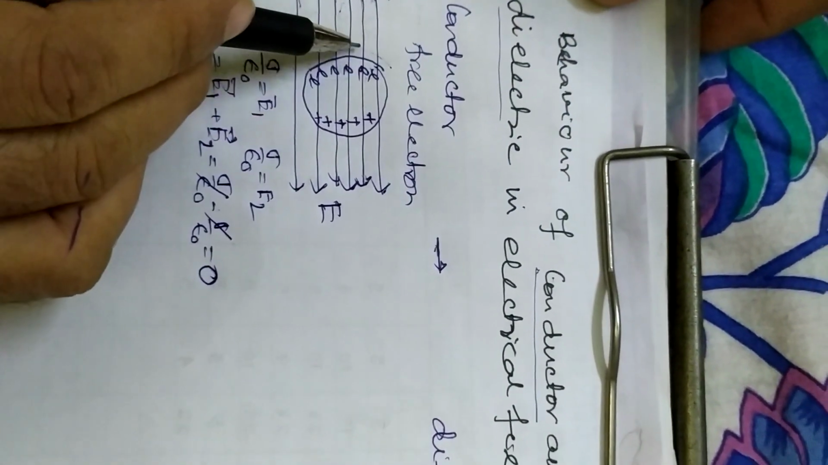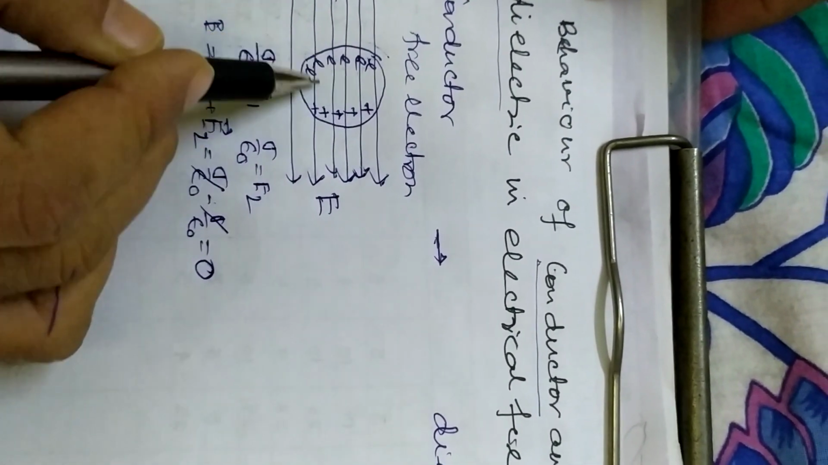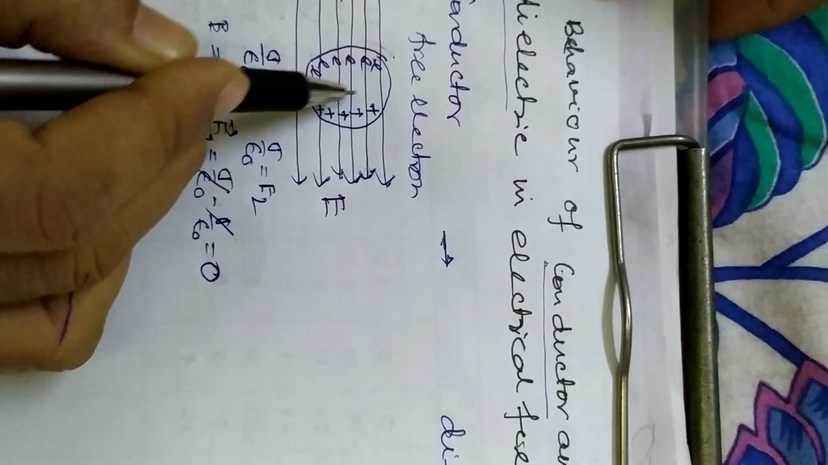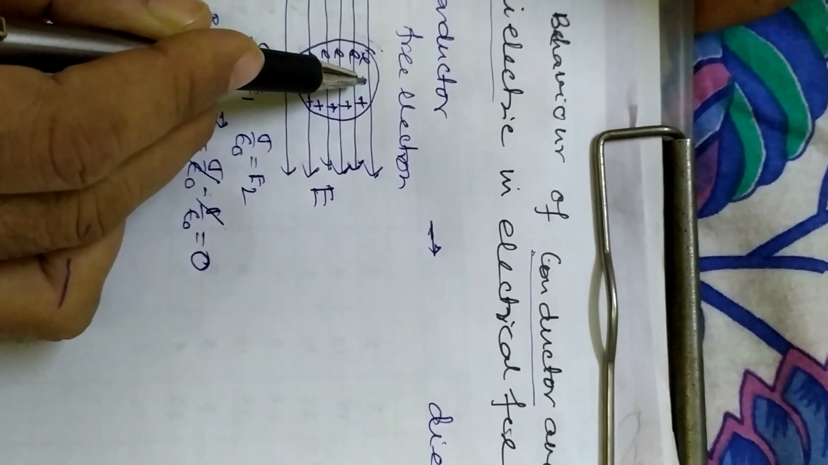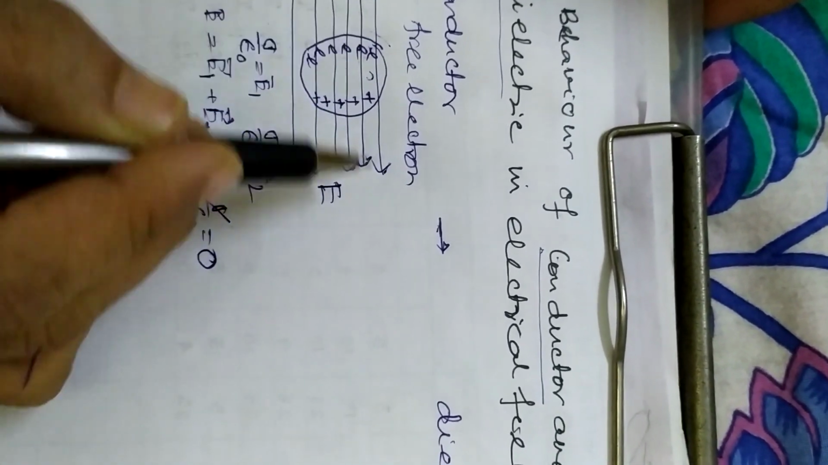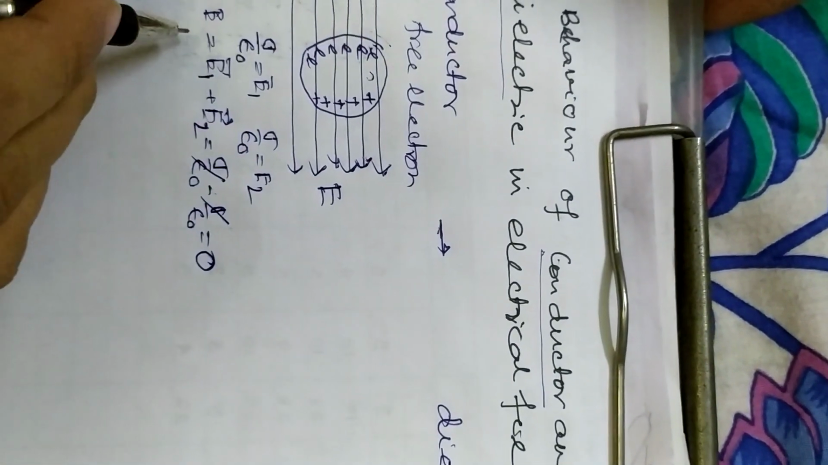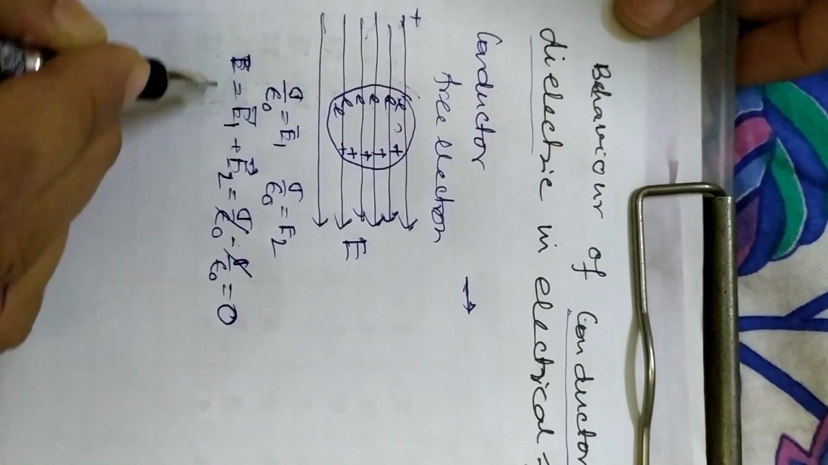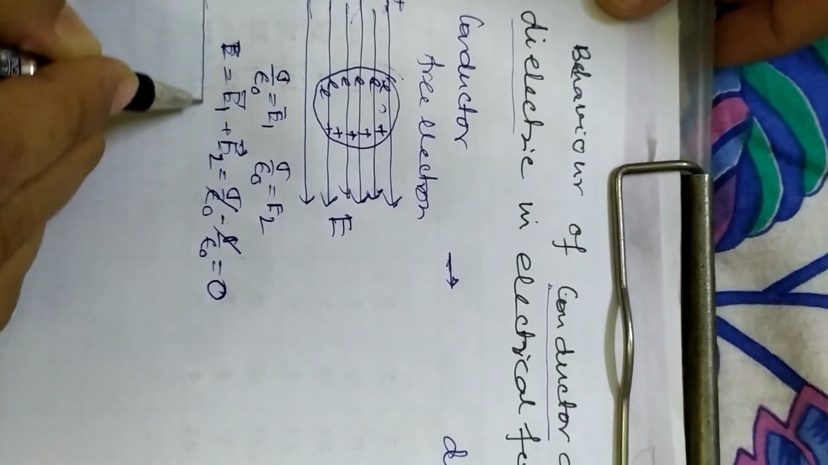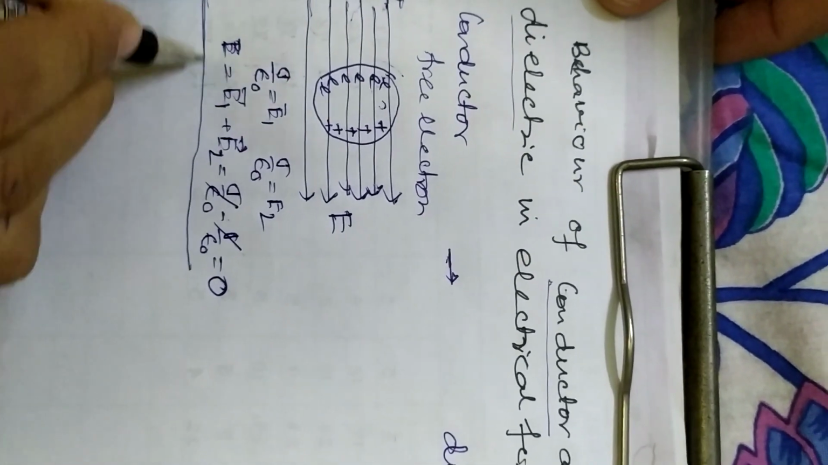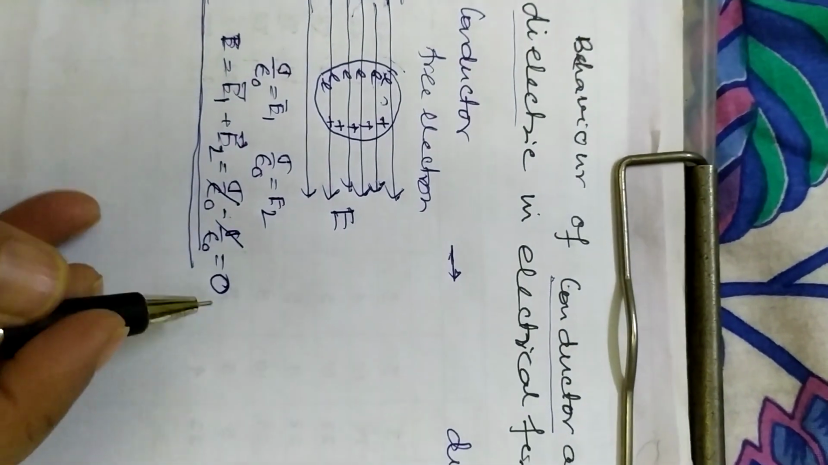So inside a conductor, when we place it in an electric field, suppose one battery is connected, inside the conductor there will be no electrons. Okay, and it will be just like this, and on the surface the charges will move. Clear? So this is called surface charges. So in this way we are studying the behavior of a conductor in an electric field.